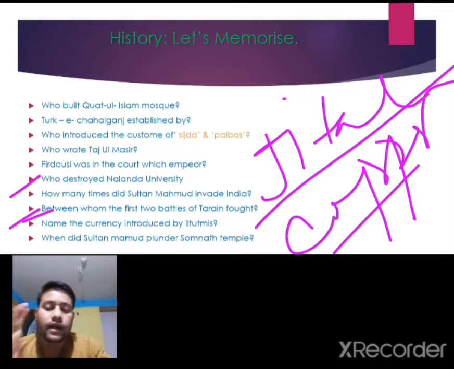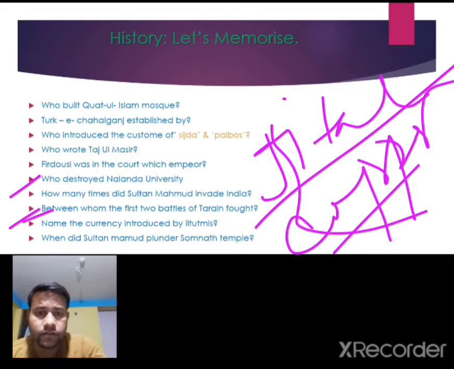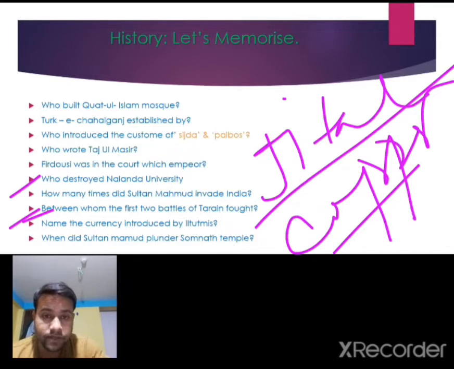Copper. These two coins actually were introduced by him. And most of the time this information is asked in the examination. So from the exam point of view, this information is very important. So guys, just remember this information. Don't miss it.